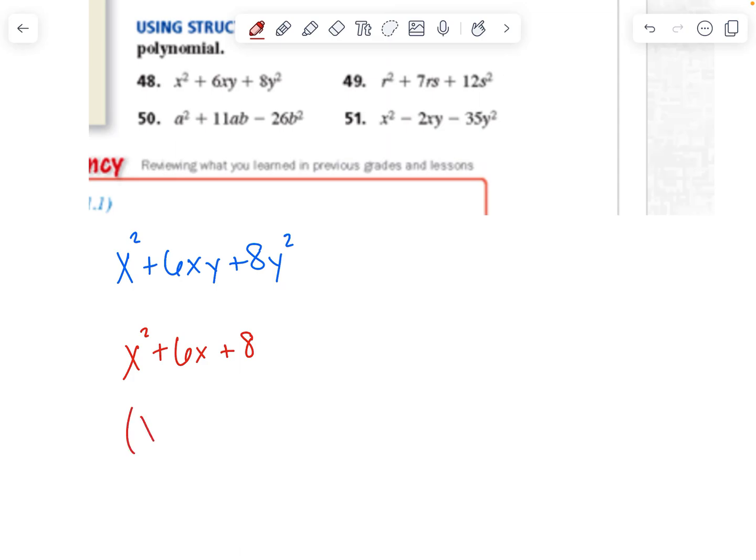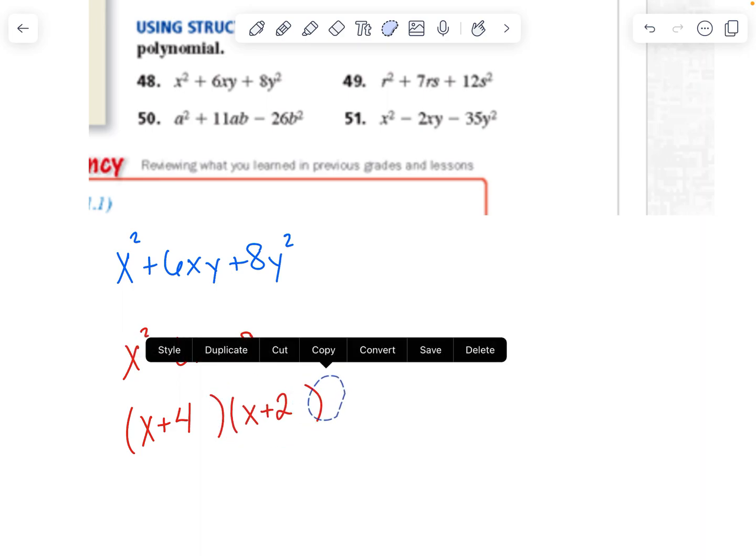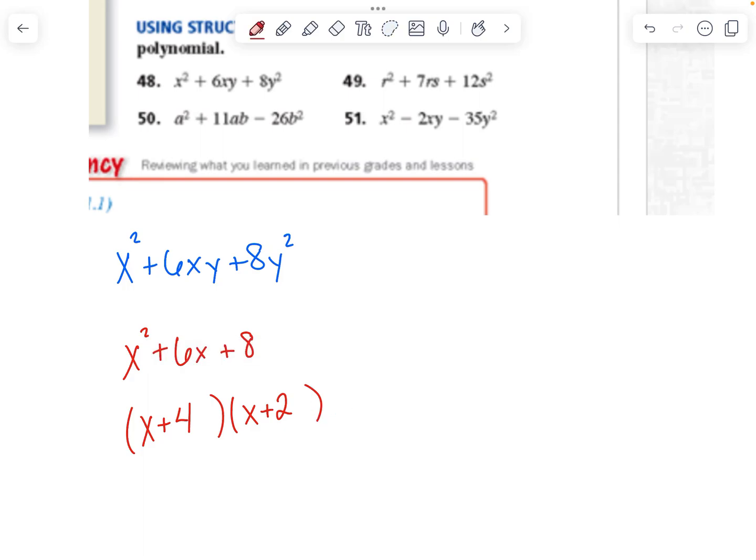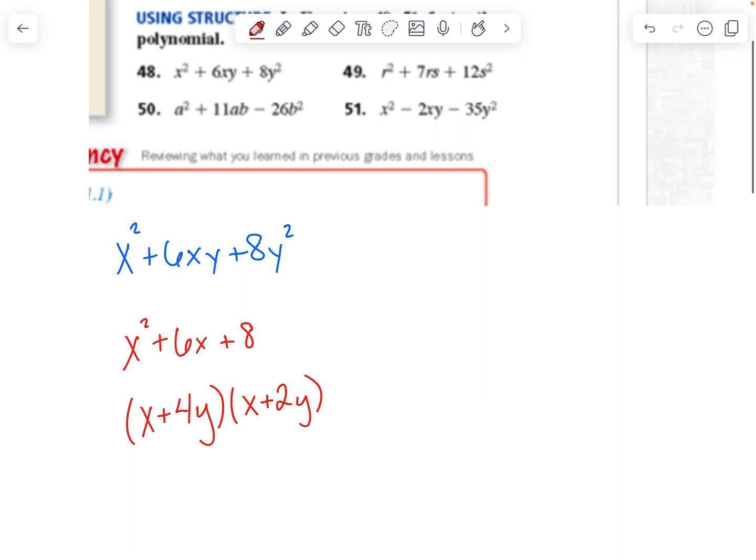Now if I were to factor this, I would get x plus 4 and x plus 2, or x plus 2 and x plus 4. The order here really doesn't matter. But I need to find some way to make a y squared. So if I need to make a y squared, I need a y and a y. And if I need 8y squared, I can put a y here and a y here, and let's see what happens.